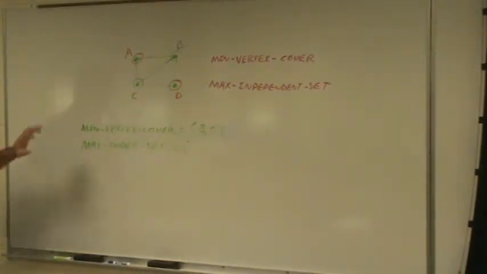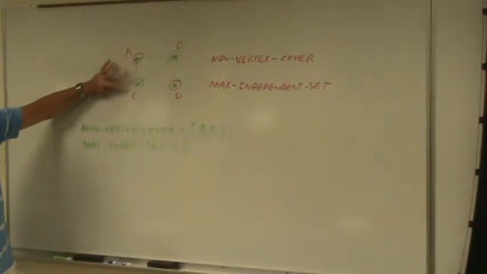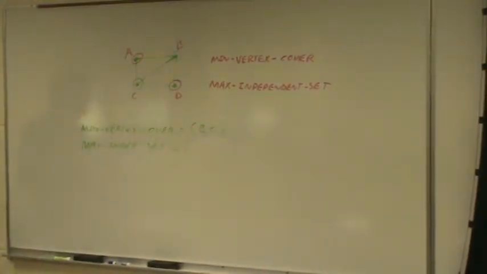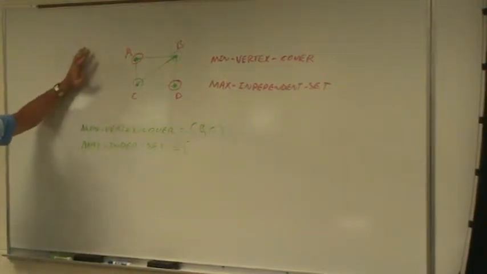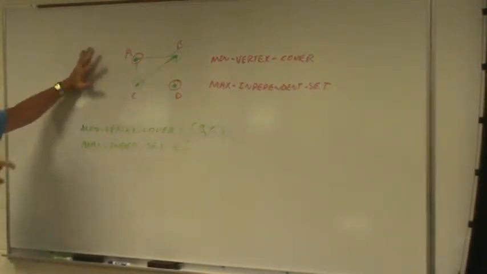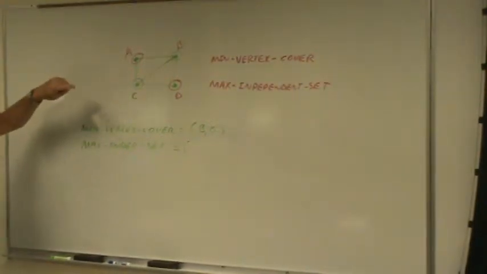So now, what is the correlation between the minimum vertex cover of a graph and the maximum independent set of a graph? They're a lot more similar than meets the eye. If you took out the minimum vertex cover, what property do the remaining points have?